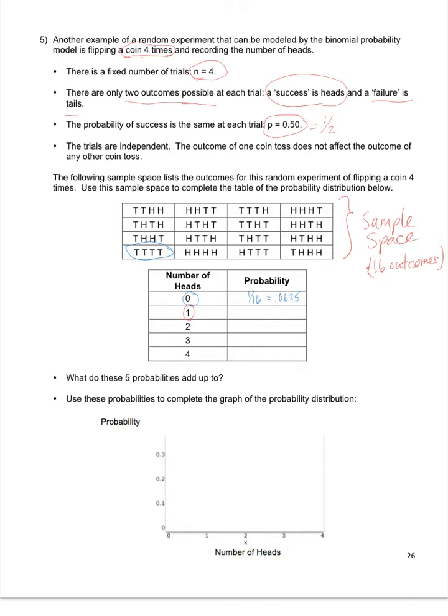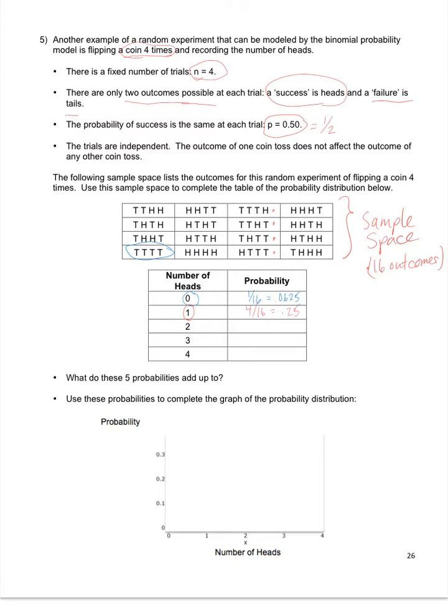All right, probability of getting one head. Let's see, that's here. Oh, nope, sorry, that's two heads. Let's look for one head. That is right here, here, and here. I think there's one more right here. So that happened 4 out of the 16 times, or 0.25.